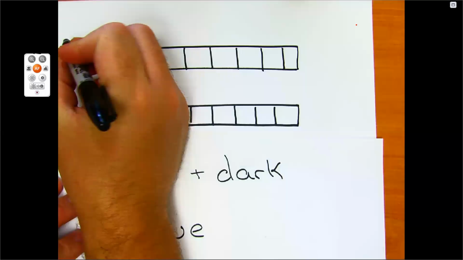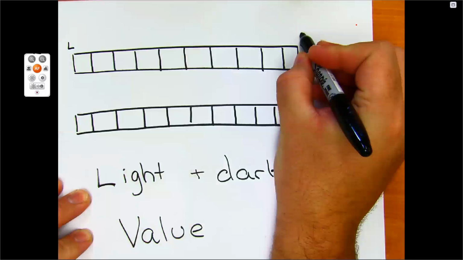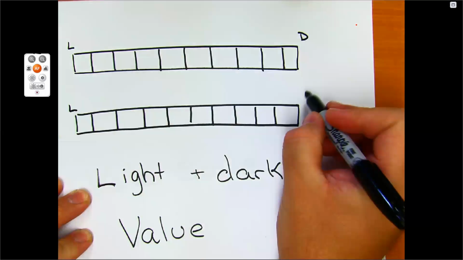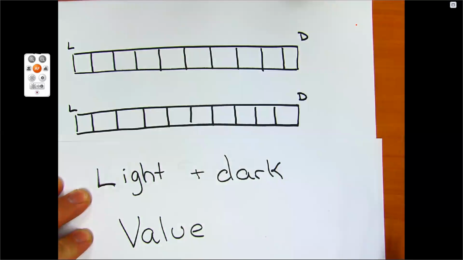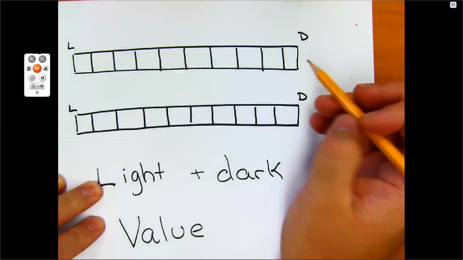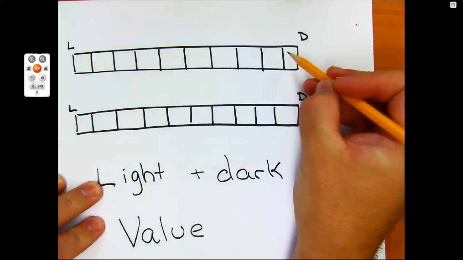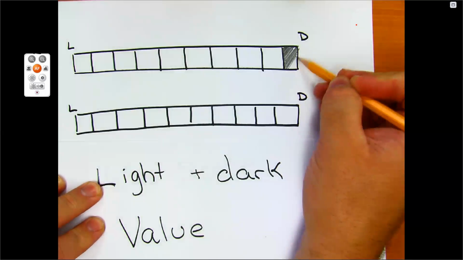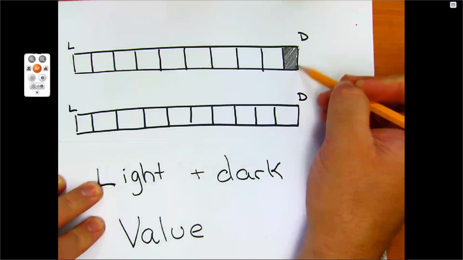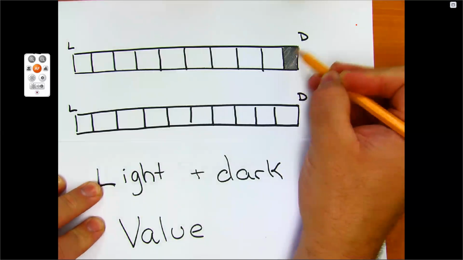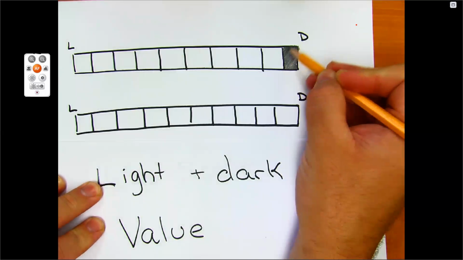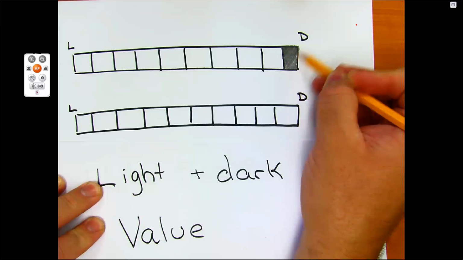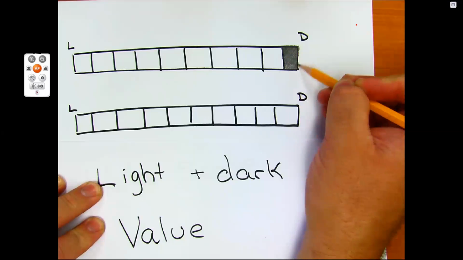And to help me remember, I'm just going to put an L and a D and an L and a D. Now, here comes the kind of tricky part, but I'm going to help you and show you how to do it. For light and dark value, where my D is, I am going to use my pencil to color that square in as dark as I can make it. And if you make all of your lines go back and forth the same way, no scribbling, then you can make a nice dark color.